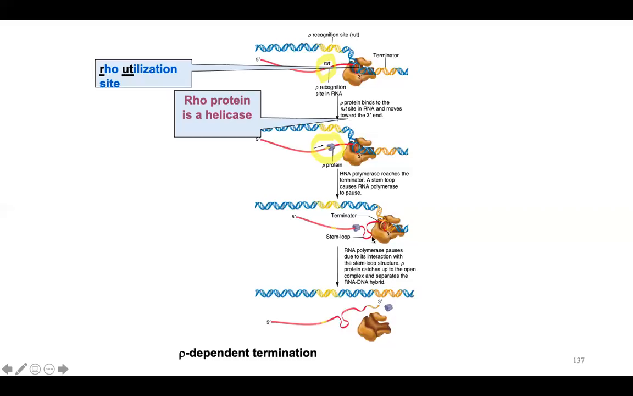Remember that Rho is a helicase, so it separates whatever wound nucleic acids there are. If there's a DNA and RNA hybrid, remember that it forms a double helix, a winding or binding together. So that Rho helicase will separate or unwind this hybrid to release the mRNA.